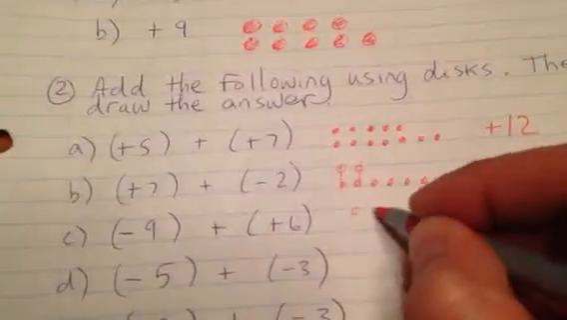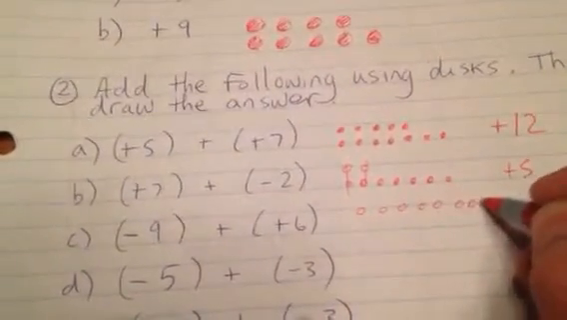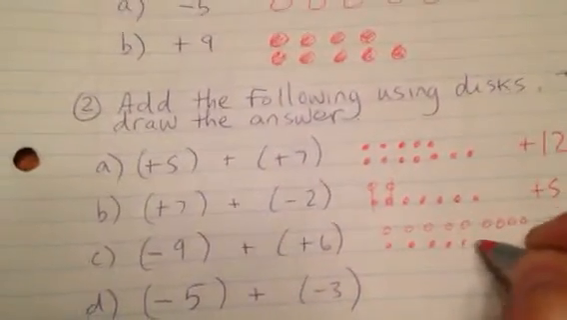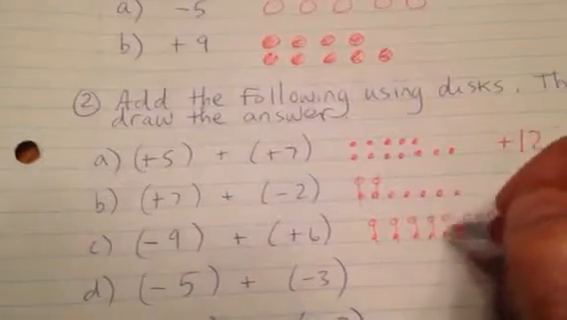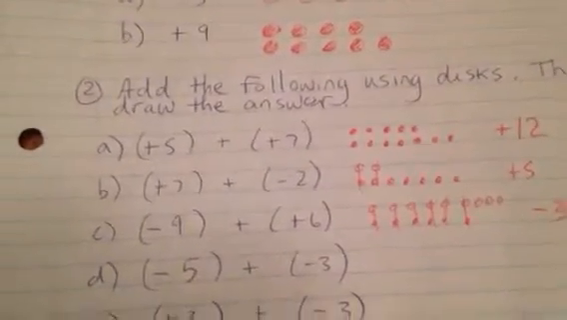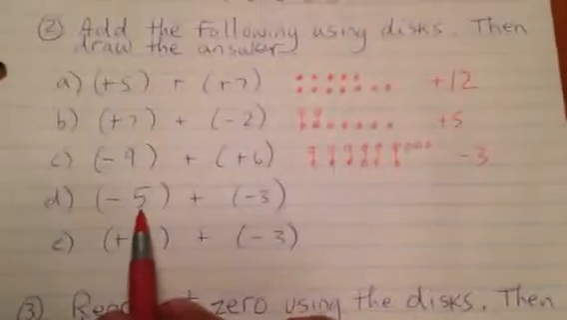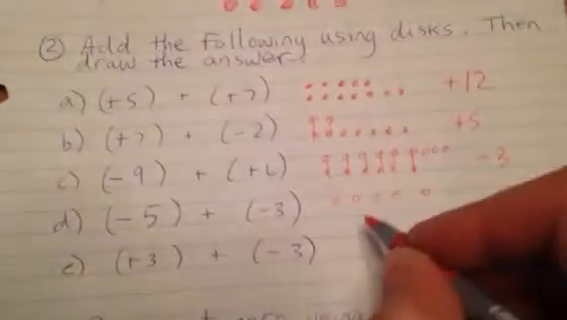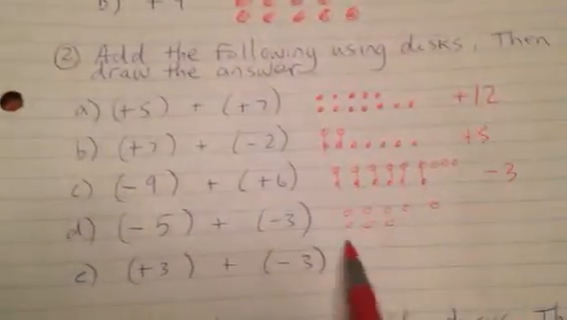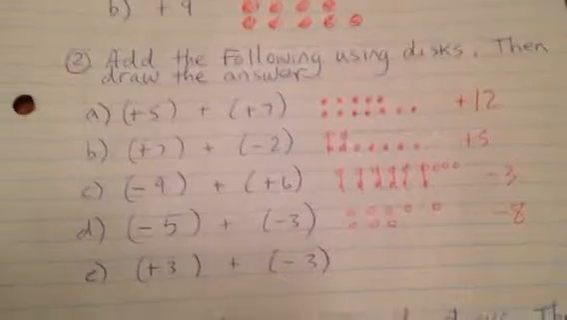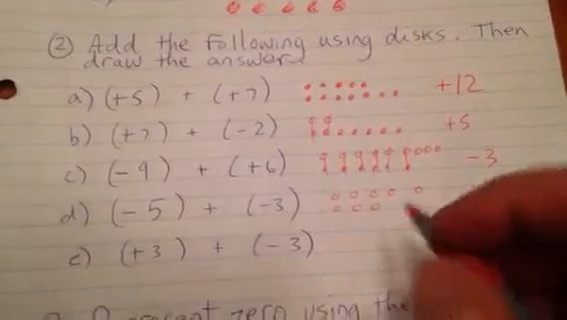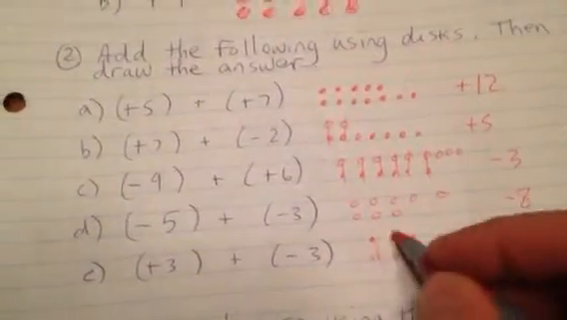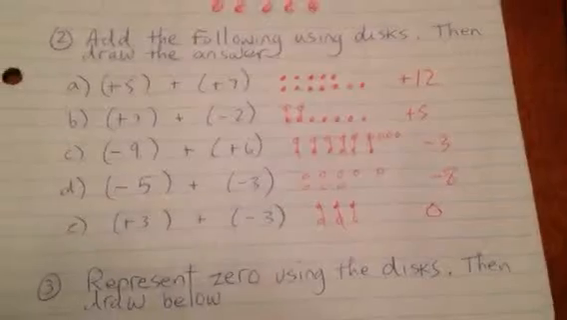Okay, here we have -9, 2, 3, 4, 5, 6, 7, 8, 9. We're going to add to +6. So 1, 2, 3, 4, 5, 6. Each zero pair cancels out. We're left with -3. All right, next one, -5 add -3. Very simple because you have 5 white or hollow circles added to 3 negative ones. So we have no zero pairs, so that's a -8. And finally, we have +3, -3. So +3, 1, 2, 3, -3, 1, 2, 3. They all cancel out. The answer is 0.